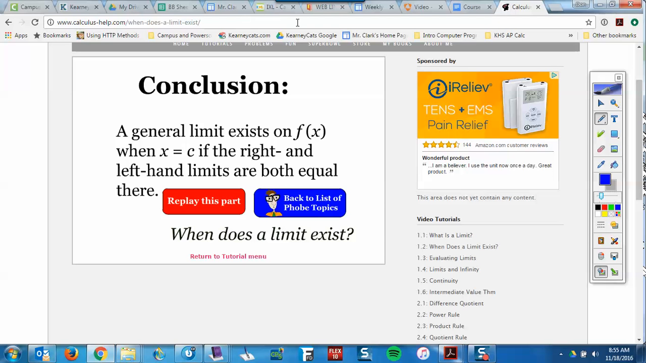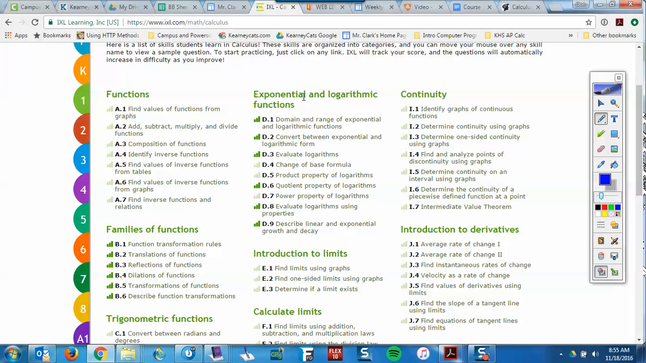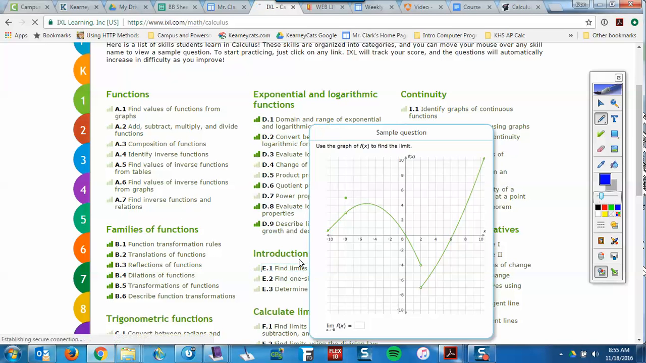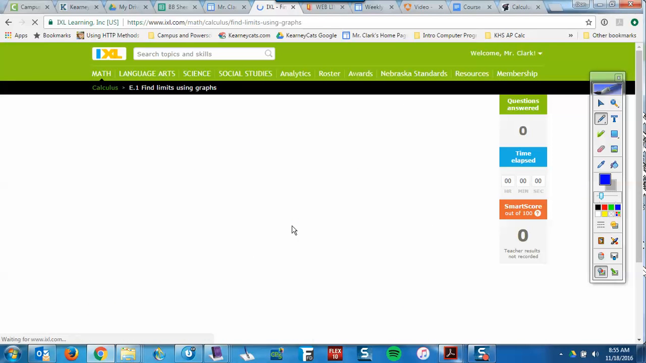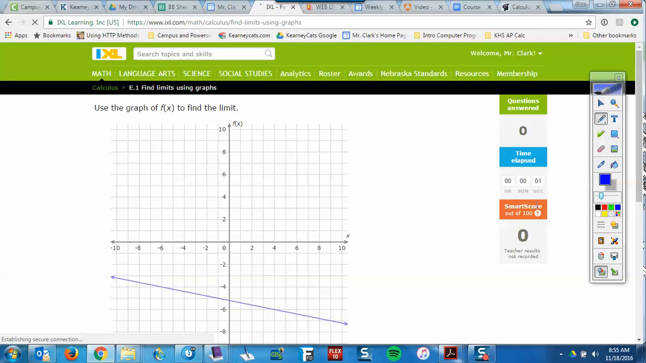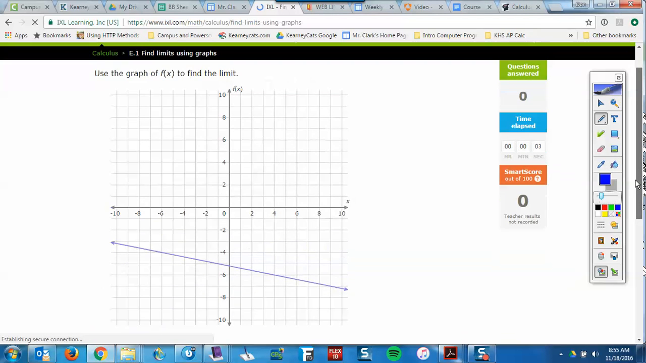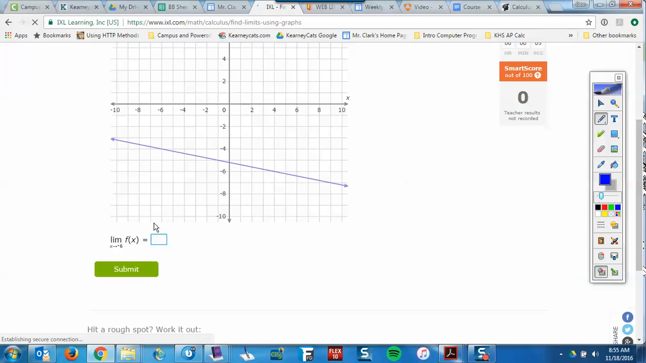Okay. Now, before we do this last one, there are some IXLs. We'll do these later, but I just want to talk about this a little bit because you're going to have some homework problems that are going to be similar to this. On this one, it says use a graph to find the limit. So what's the limit as x approaches -6? What do you suppose I would put in here? -4.